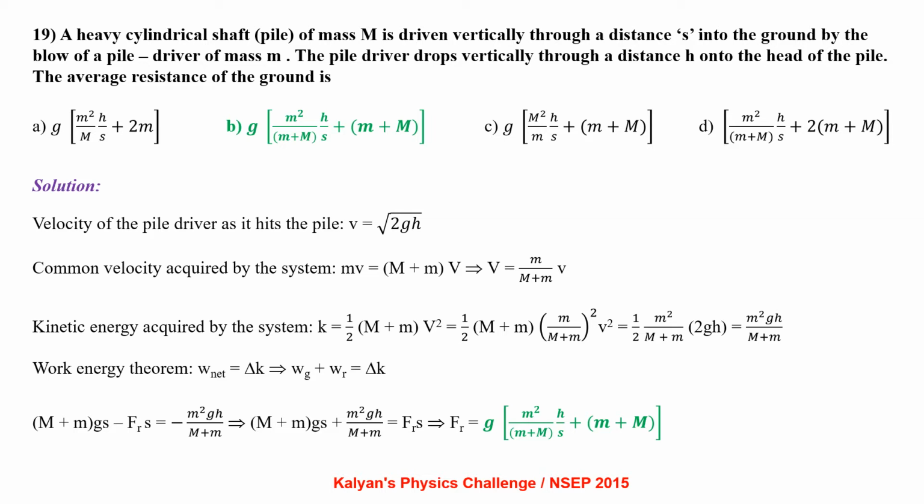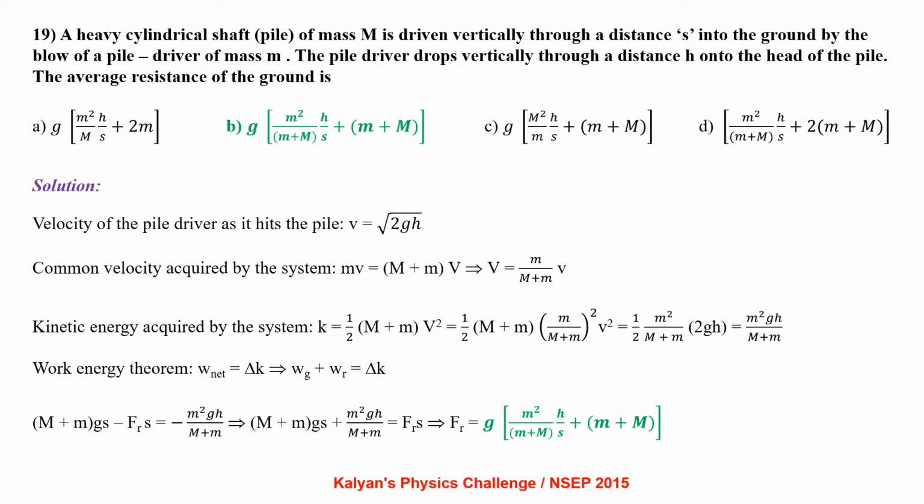root 2gh. Common velocity acquired by the system: m v equal to (M plus m) V, that is capital V equal to m by M plus m of small v. We have applied conservation of linear momentum. Kinetic energy acquired by the system K equal to half of (M plus m) V squared, that is half of (M plus m) into (m by M plus m) whole squared into v squared, which comes out to be m squared gh by M plus m.